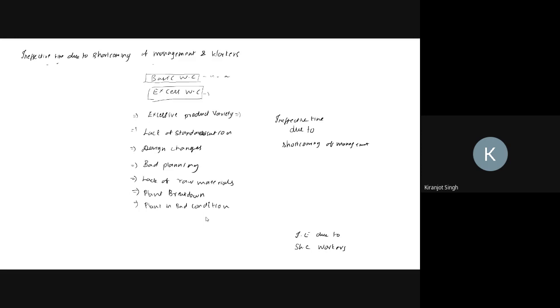But in bad condition, there is no maintenance. People are using the machines not properly, like the example you told yesterday also about the wrench. Those all come in bad conditions, like the improper use of machines.